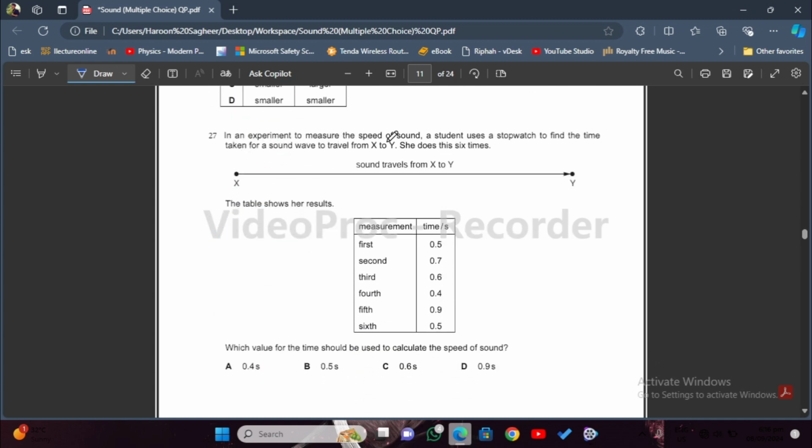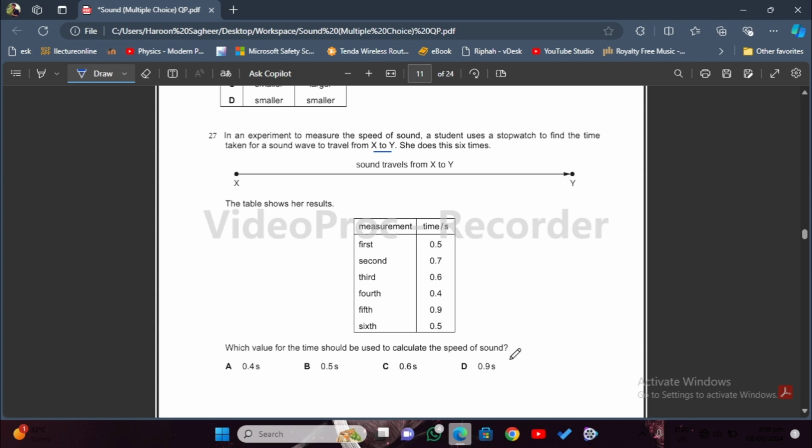In an experiment to measure the speed of sound, a student uses a stopwatch to find the time taken for a sound wave to travel from X to Y. She does this 6 times. Here's the distance X to Y. Which value for the time should be used to calculate the speed of sound?